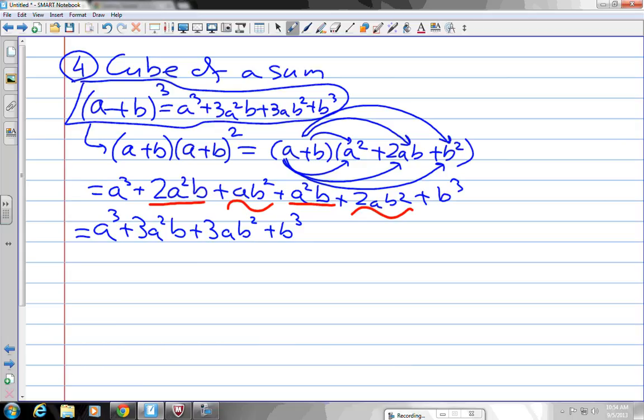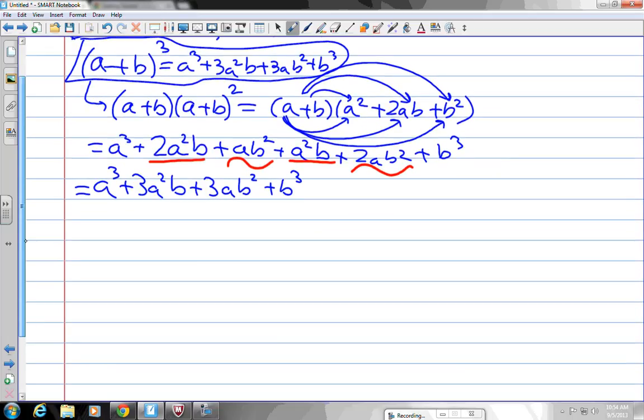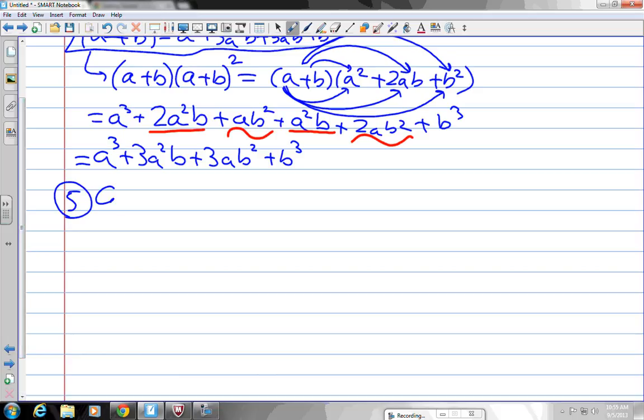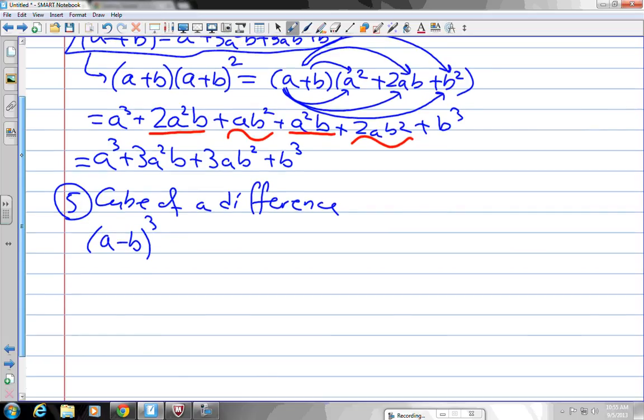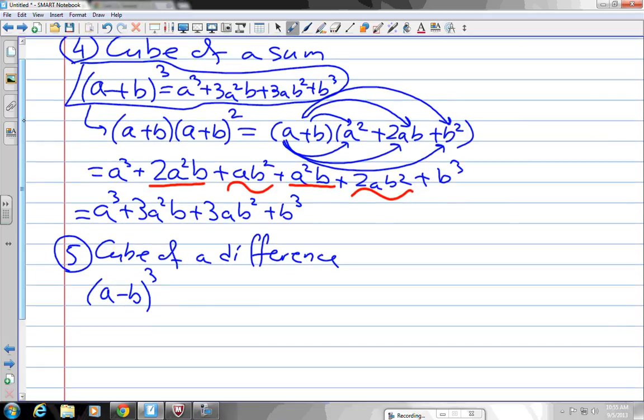Is that okay? This is how we derived it. We're also going to have a cube of a difference formula. So it's the fifth formula. So this is a minus b cubed. Now, I'm not going to go through the steps of deriving, and I'm just going to tell you what it is because it's kind of the same process. I'll just tell you it's the same formula as above, but every time you see a b with an odd power, it will have a minus sign.